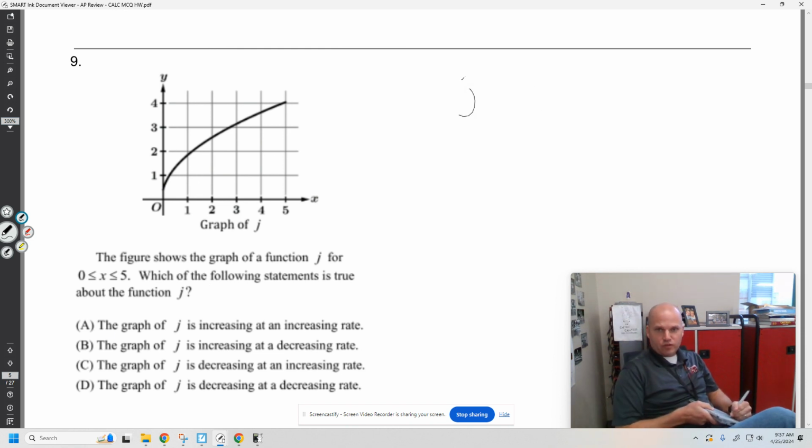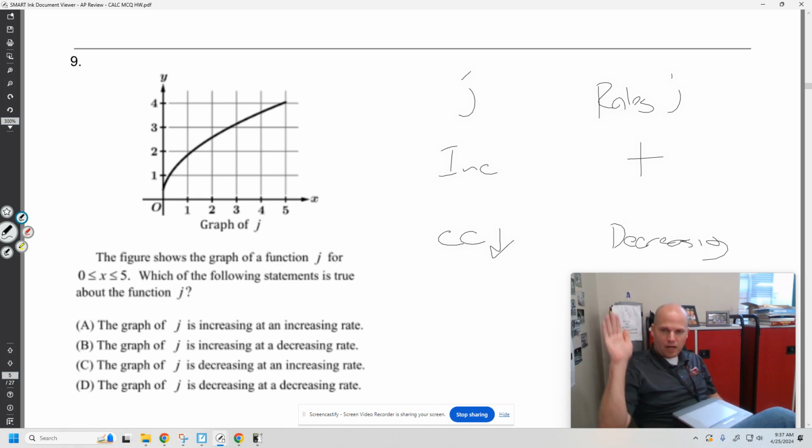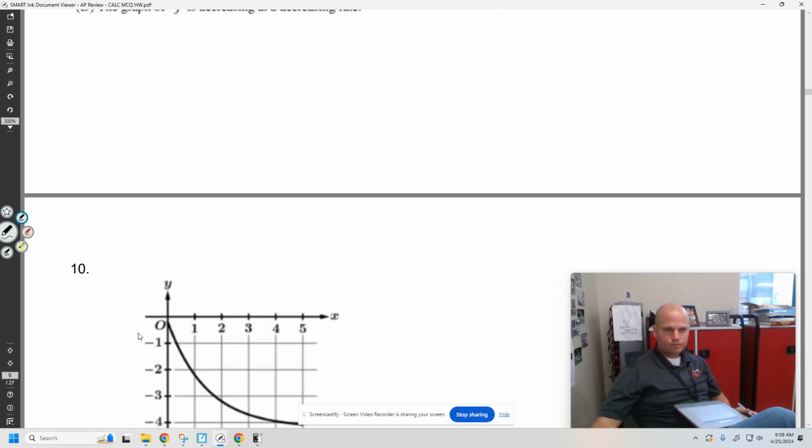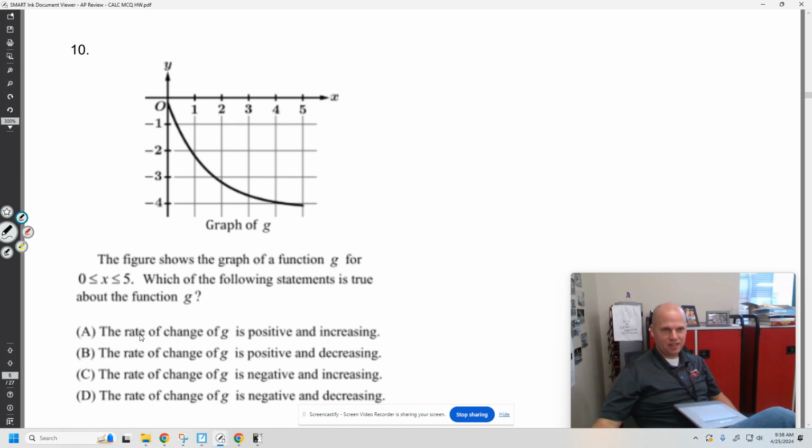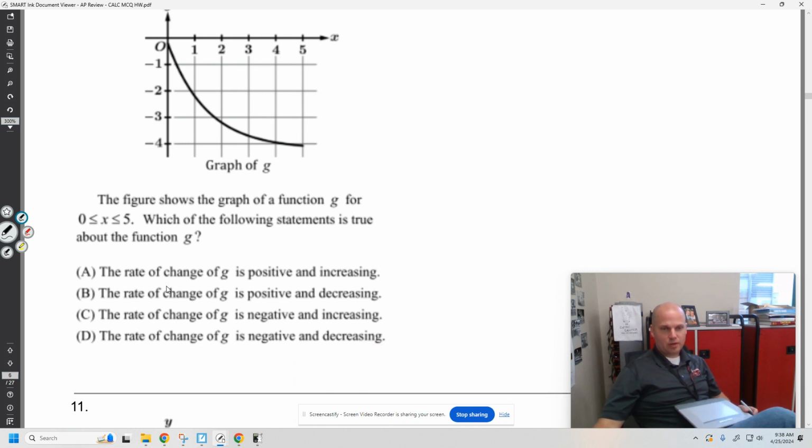The graph of J is increasing, concave down. That means the rates of J are positive and decreasing. Positive 5, 4, 3, 2, 1, concave down means decreasing rates. So we are increasing at a decreasing rate. Same thing. And we're talking about the rates of change.